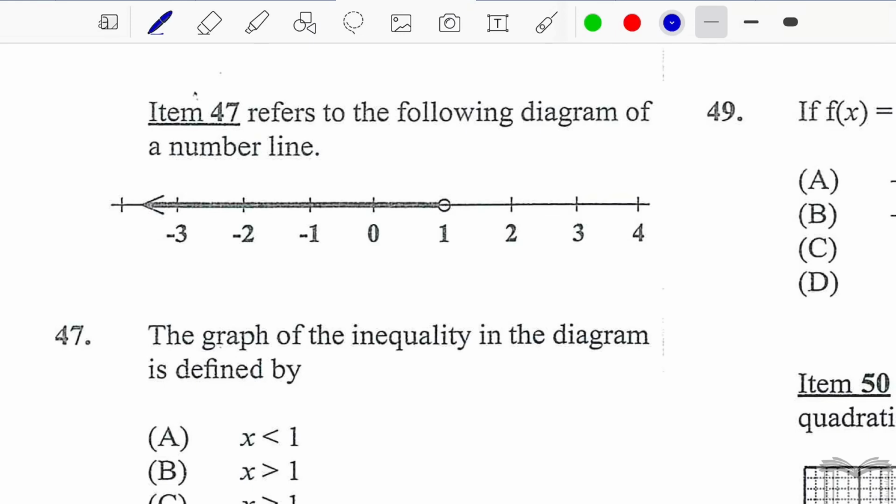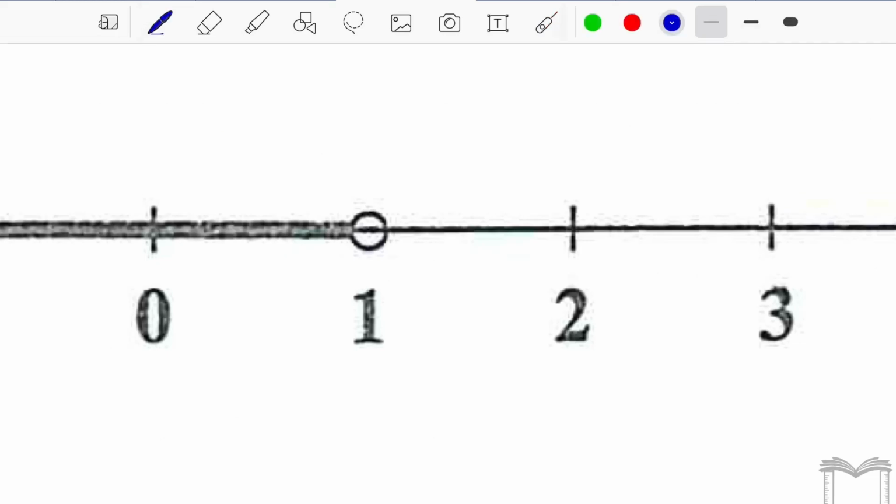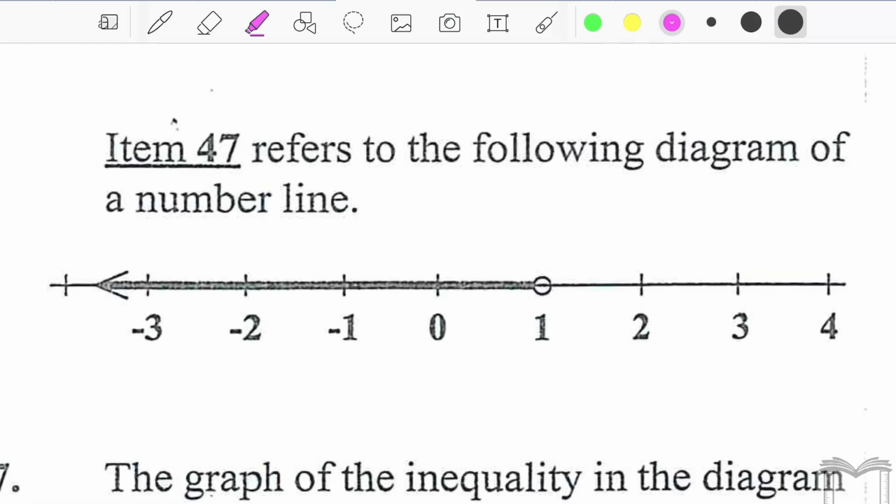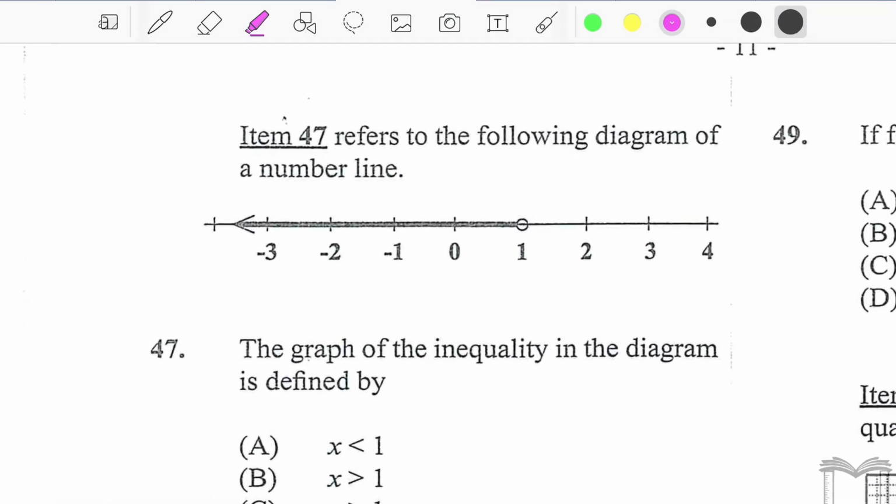Item 47 refers to the following diagram of a number line. The graph of the inequality in the diagram is defined by, so we are seeing that it's starting at the point of 1 and it's continuing past -3, right? So the most important thing is this right here, this circle. So sometimes we see that a circle is empty and sometimes it's shaded or filled. So what does that mean?